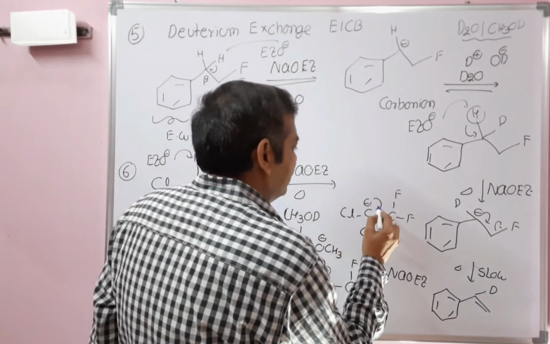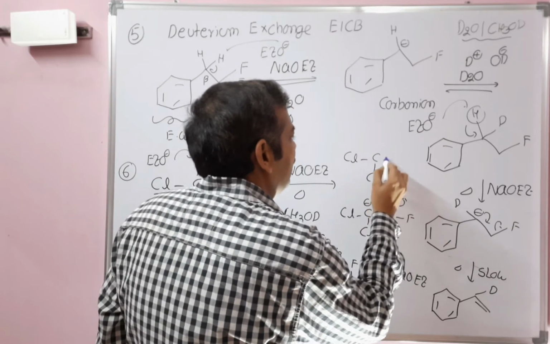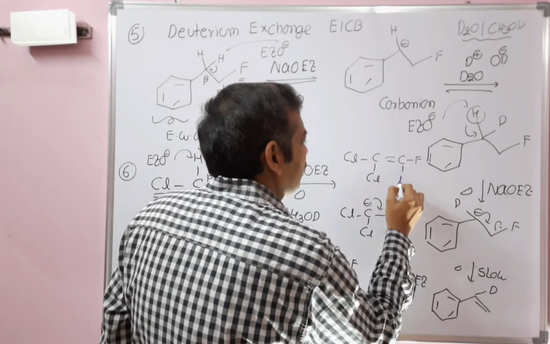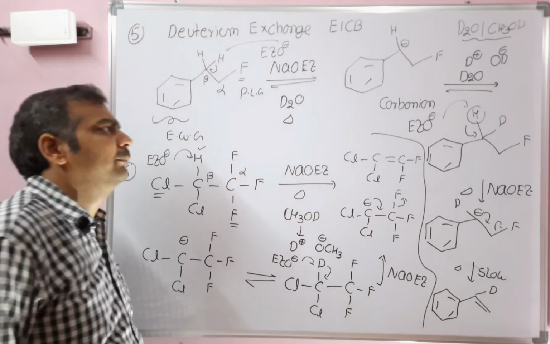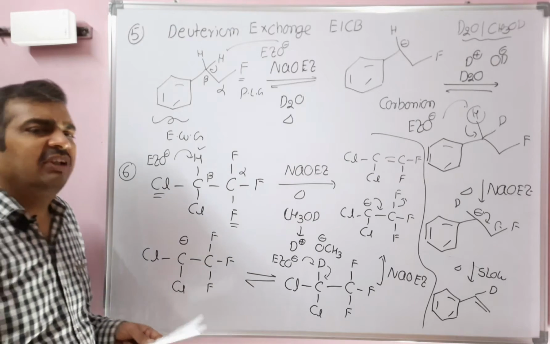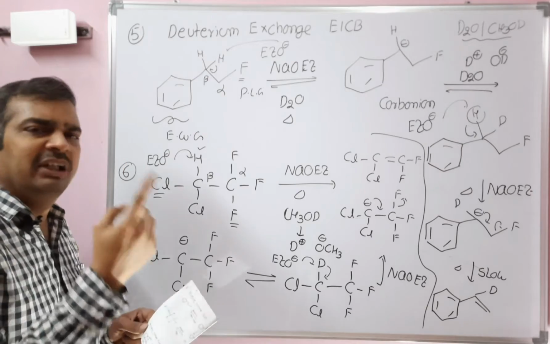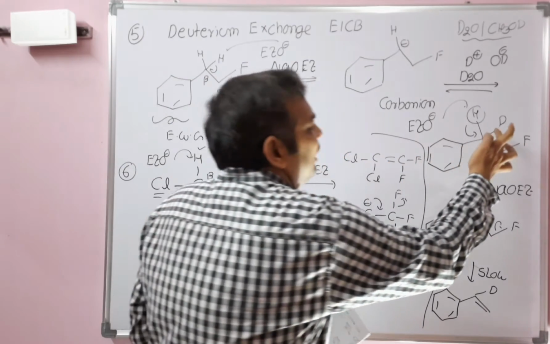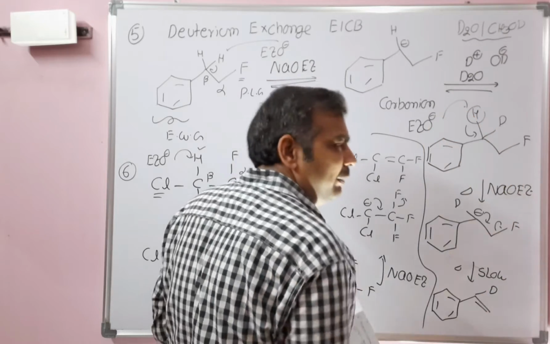So finally expulsion of the leaving group will take place. Finally we will get 1,1-dichloro-2,2-difluoroethene. See the two examples. In the first example, we will end up with the deuterated compound. Why? Because only two hydrogens are available. One is substituted with deuterium, and one more hydrogen is there that is involved in the elimination.